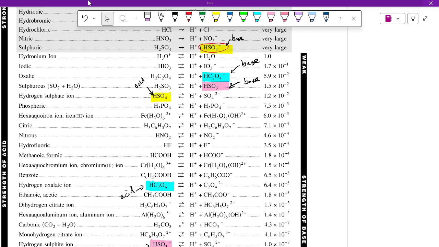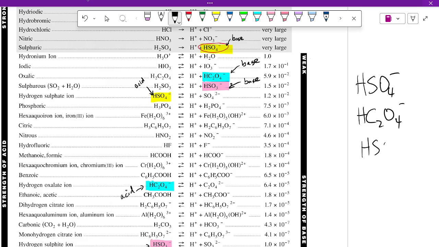Have a chat with your neighbor. Which one of those three? HSO4, HC2O4, HSO3. Which of those three? I have the HSO3 because I put it onto my notes. Which one is not amphiprotic and why?